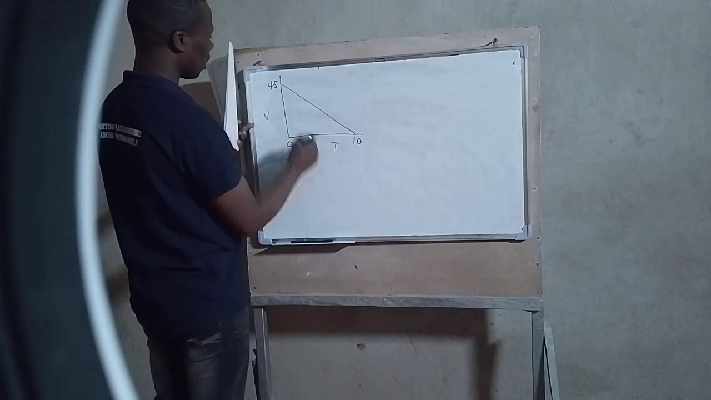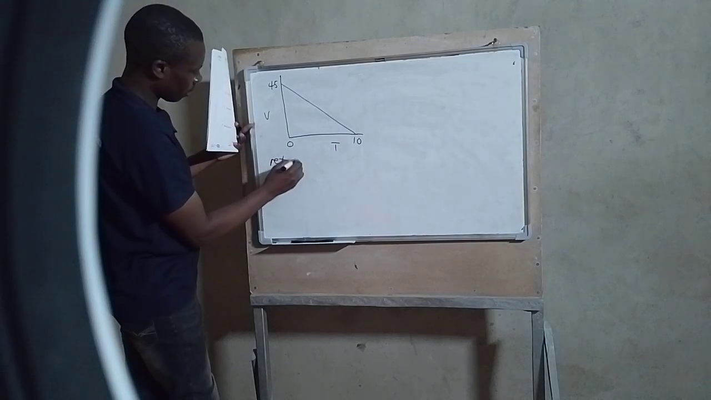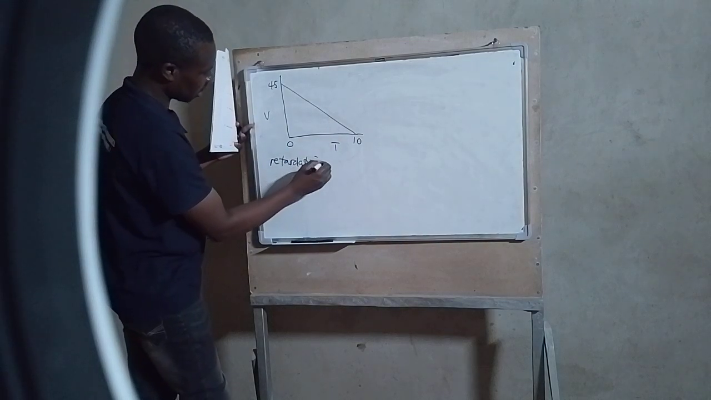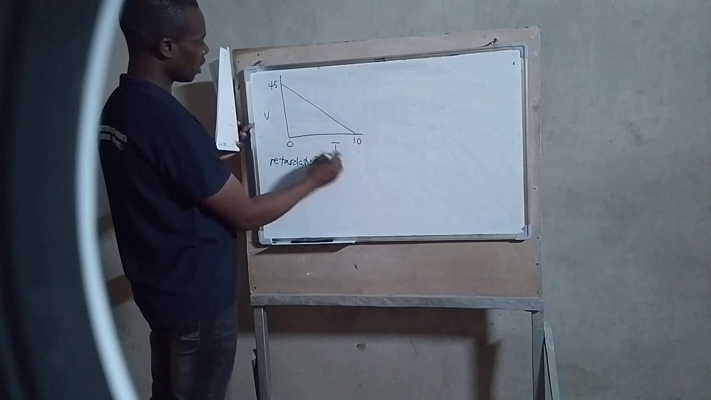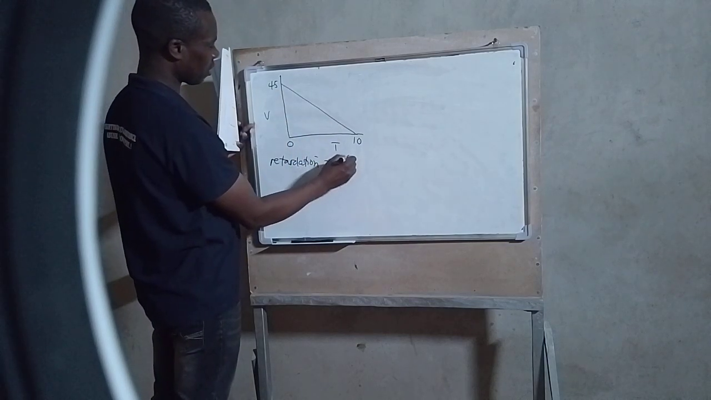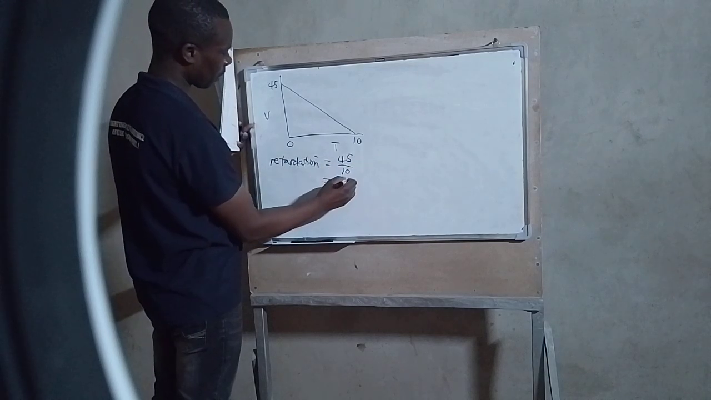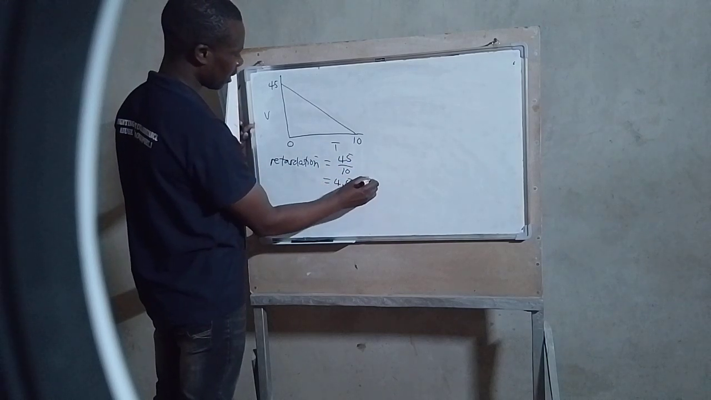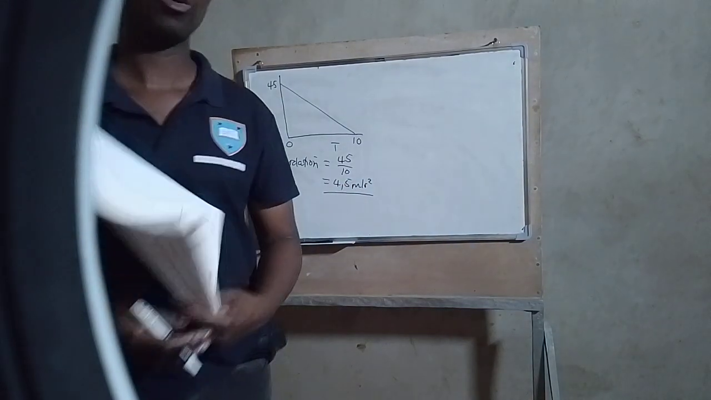This is our time. Retardation along this line, we are now saying our retardation, that's equals to gradient of this line, that's increase in y, 45, over increase in x, 10. And we get 4.5 meters per second squared. This is the retardation of this moving object.